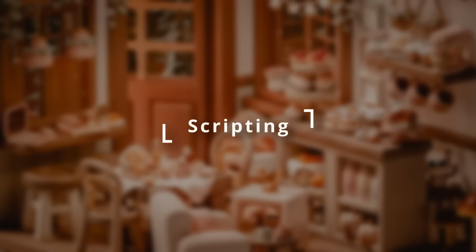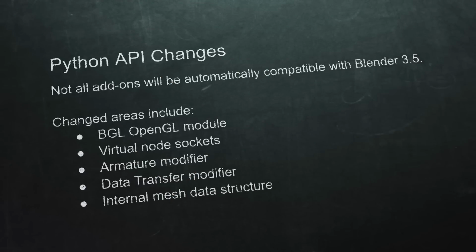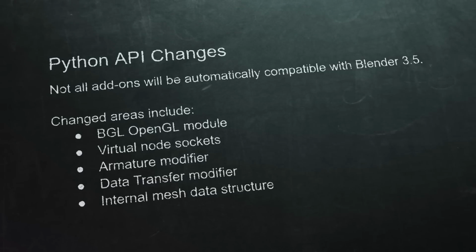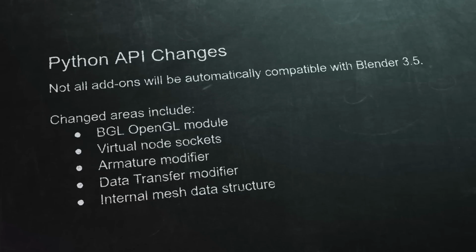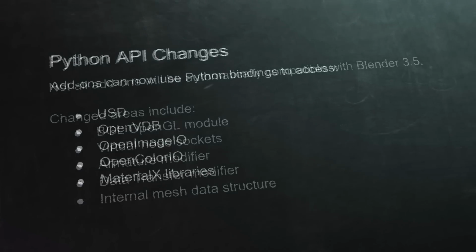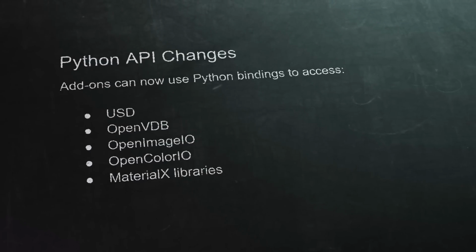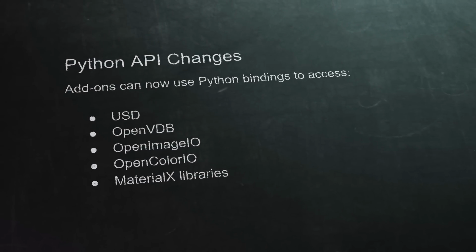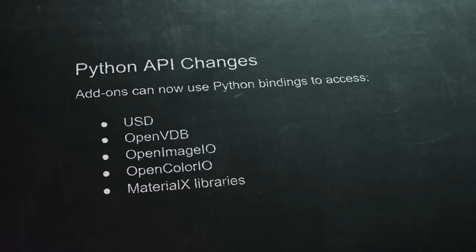Lastly, scripting. A few changes were made to Blender's Python API, so not all add-ons will be automatically compatible with Blender 3.5. Changed areas include the BGL OpenGL module, virtual node sockets, the armature modifier, the data transfer modifier, and the internal mesh data structure. On a more positive note, add-ons can now directly access the USD, OpenVDB, OpenImageIO, OpenColorIO, and MaterialX libraries via new Python bindings. That should allow for some cool new functions.